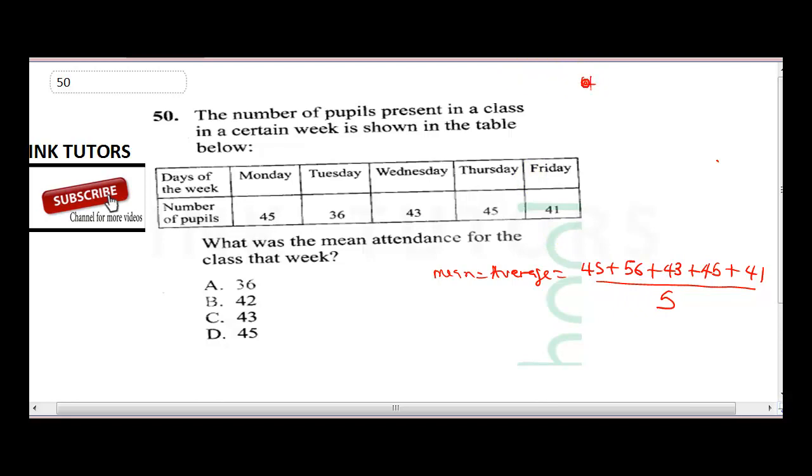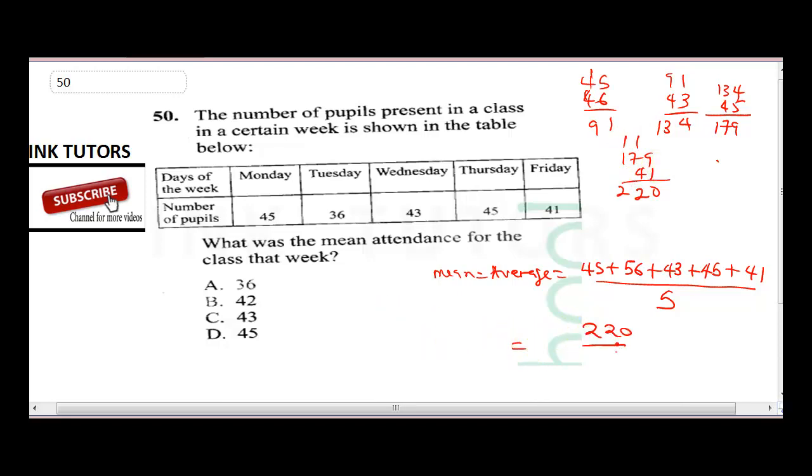So let's sum up. 45 plus 46 will give us 91. 91 plus 43 is going to be 134. 134 plus 45 will give us 179. Then 179 plus 41 will give us 220. So we have 220 divided by 5. 5 into 22 is 4, remainder 2. And 5 into 20 is going to give us 4. So our final answer is 44.